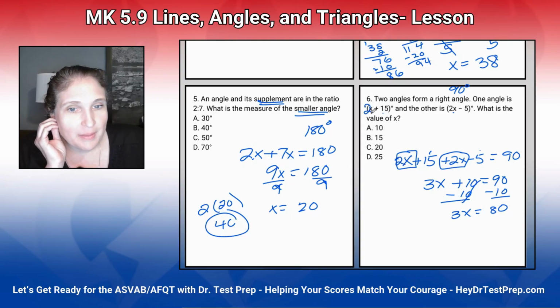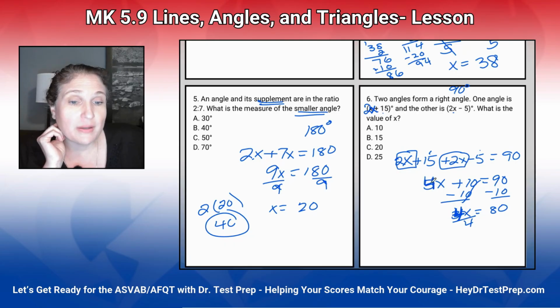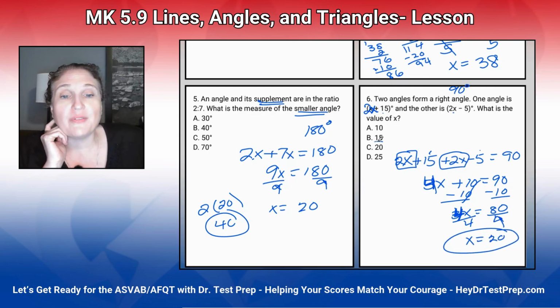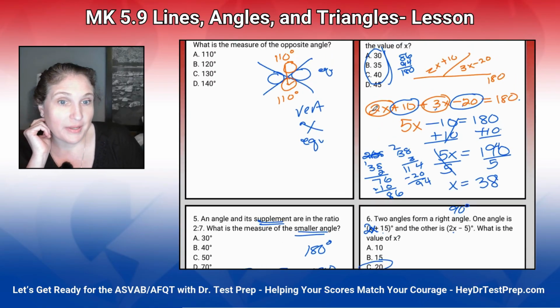Okay. On yours, it'll say 2x, but I just want to make sure that it works out. So divide both sides by 4. This becomes 4x, and it'll be x equals 20. Okay, so the value of x is 20. I will make sure that that is also changed coming up.